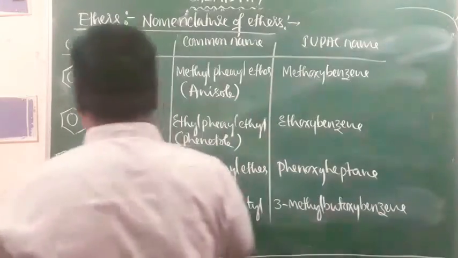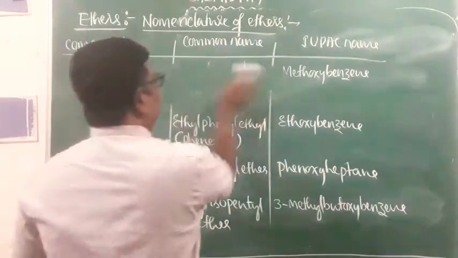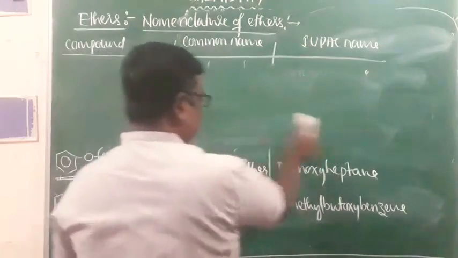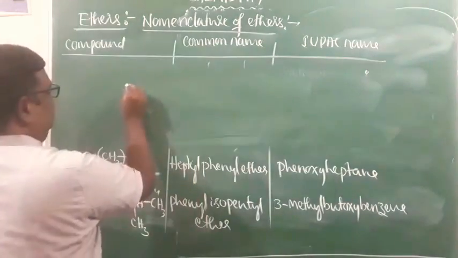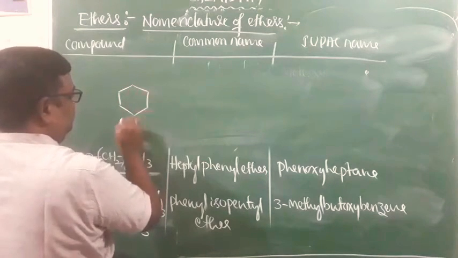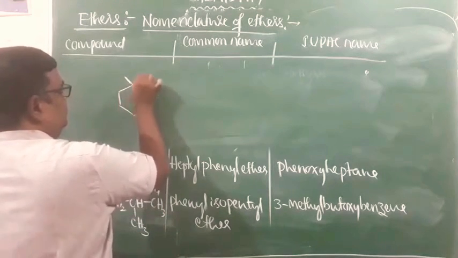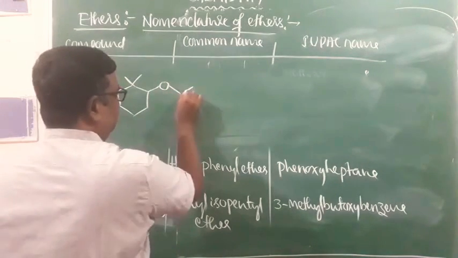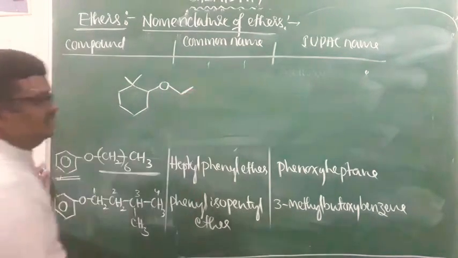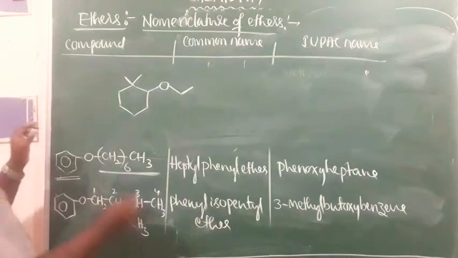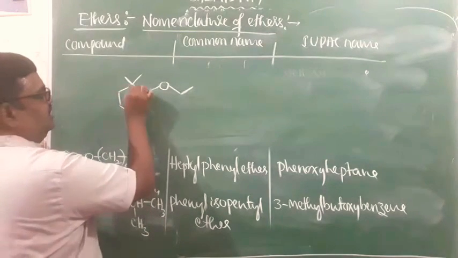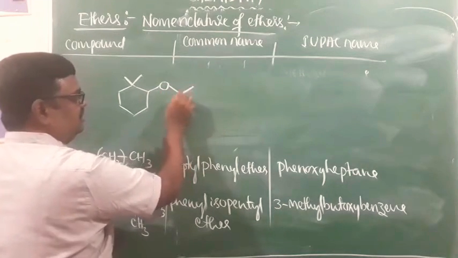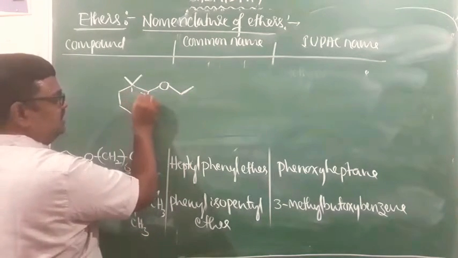Then apart from that, we'll go for some cyclic ethers. For example, this is one example. One more example for the cyclic ether, right? Look at this. This is a derivative of cyclohexane. Here there are 2 methyl groups and an ethoxy group. This is number 1 and this is number 2.